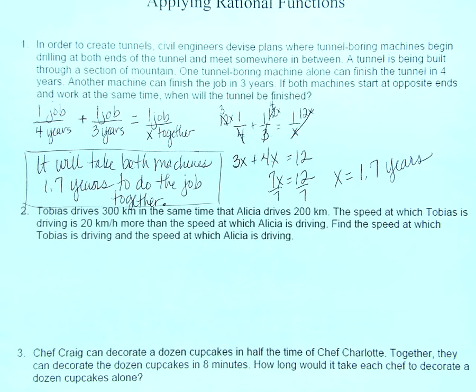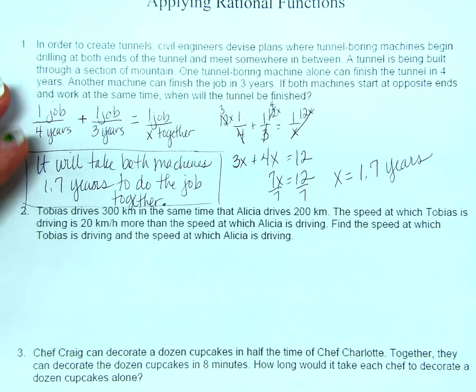Tobias drives 300 kilometers in the same time that Alicia drives 200 kilometers. The speed at which Tobias is driving is 20 kilometers per hour more than the speed at which Alicia is driving. Find the speed at which Tobias is driving and the speed at which Alicia is driving. This one's a little different. There's no jobs happening, is there?